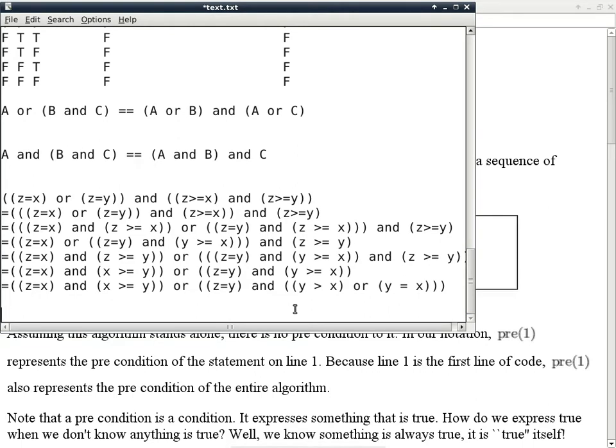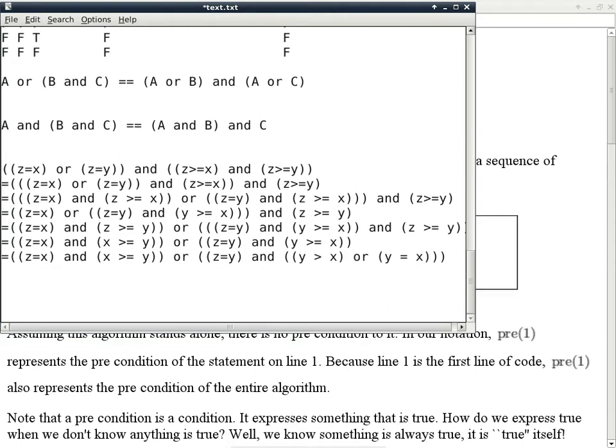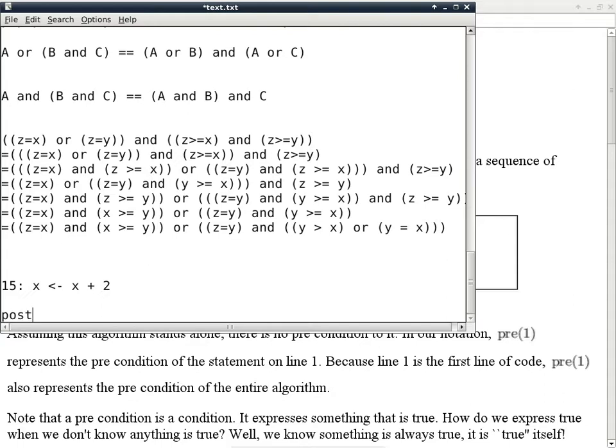But there are also other things that we can do with pre and post conditions. Sometimes I can give you a post condition, and I can ask you what is the precondition matching that post condition. I'll give you an example. Here's line 15. Line 15 says x gets x plus 2. And then I tell you what post line 15 is, okay? So the post condition of line 15 is, let's make it more complex, 2x is greater than y.